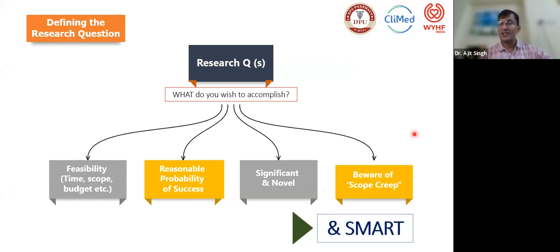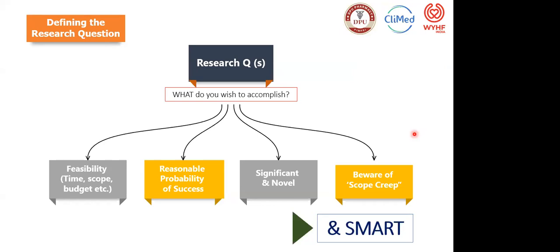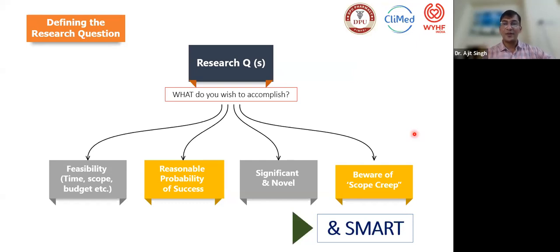So what should the research question be, and how should we refine and define it? Based on feasibility: again, time, scope, and budget. Restrict your idea, do not cover many things. Restrict your idea based on time, scope, and budget. Reasonable probability of success, achievability, I told you in the last slide. It is very important to look into achievability. You have to measure your question on these parameters: feasibility in terms of time, scope, and budget, and reasonable probability of success of your research question.